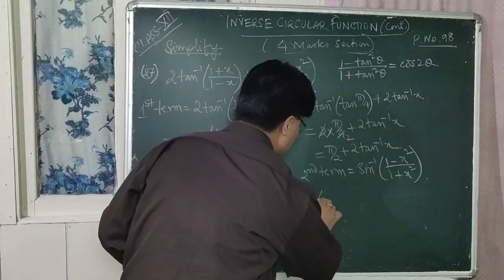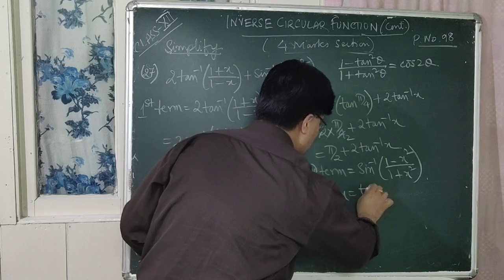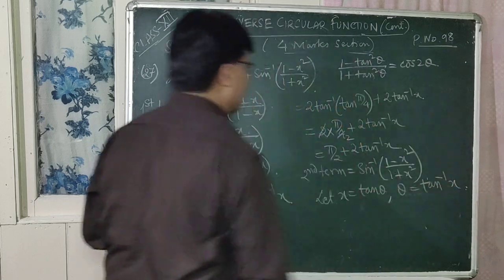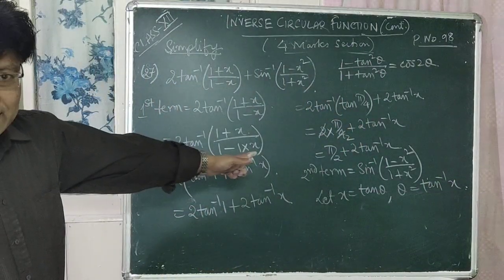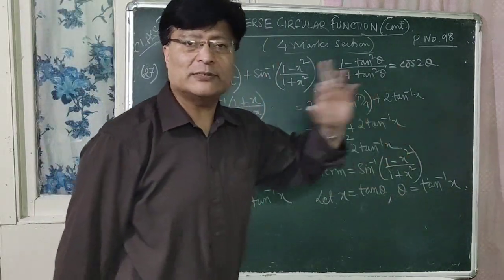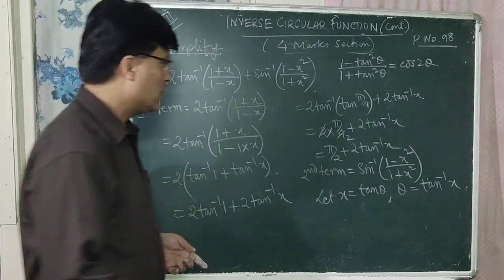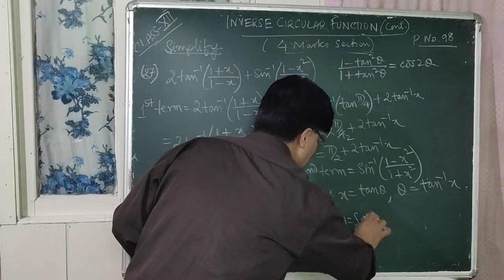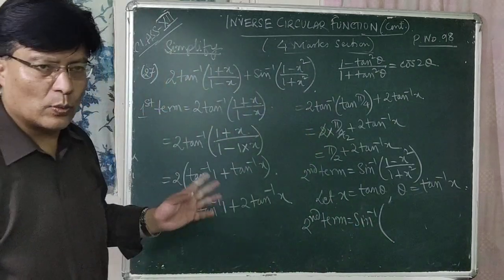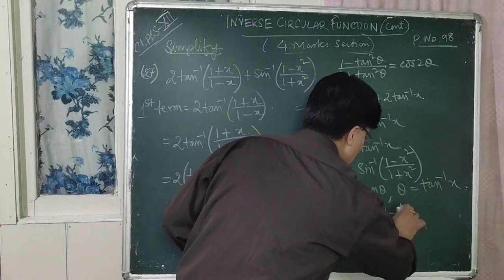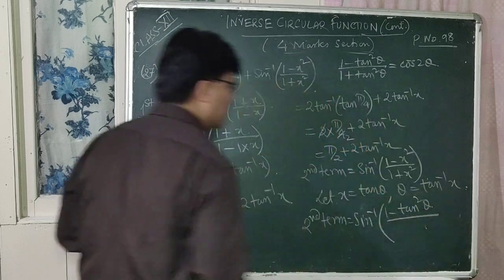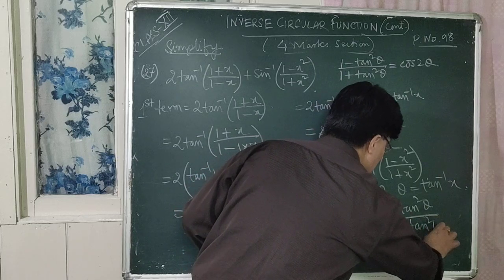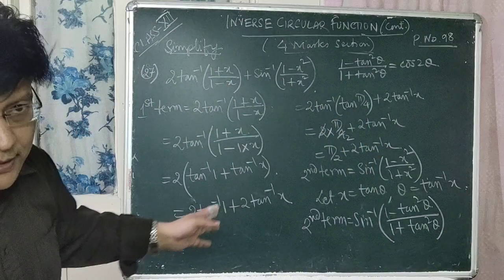So let us put, let x is equal to tan theta. Let us get the value for theta. What is theta is equal to tan inverse x, right? So x is equal to tan theta is there. What is the value for theta? Theta is equal to tan inverse x. You know that, isn't it? So second term is equal to sine inverse. So within bracket, what is 1 minus x square in this case? 1 minus tan square theta divided by, in the denominator what do we write? 1 plus tan square theta. Is it clear?